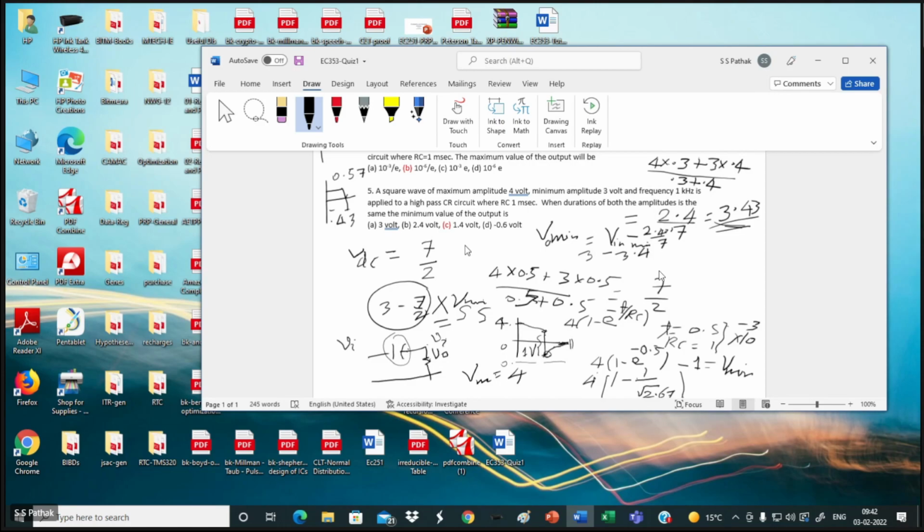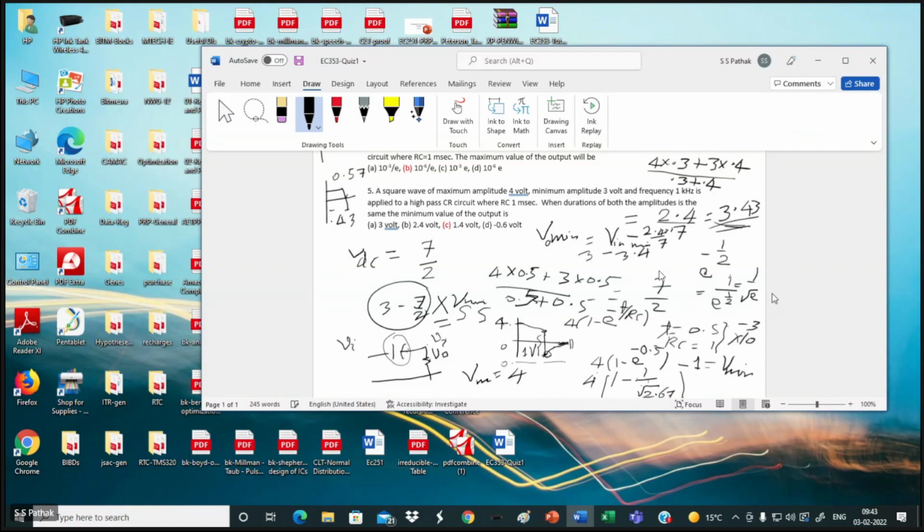Sir, excuse me, sir. When we solve 1 minus e to the power minus 0.5, we are getting 1.57. How can that be? I didn't calculate. e to the power minus 0.5 is e to the power minus 1 by 2. That means 1 by e to the power 1 by 2, that means 1 by square root e.